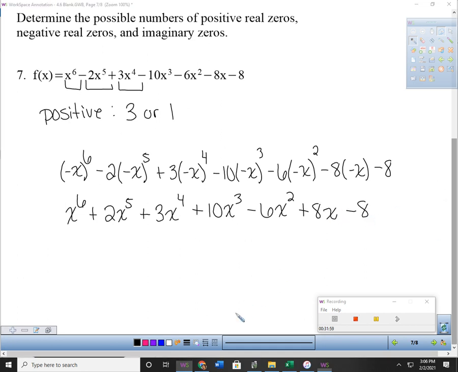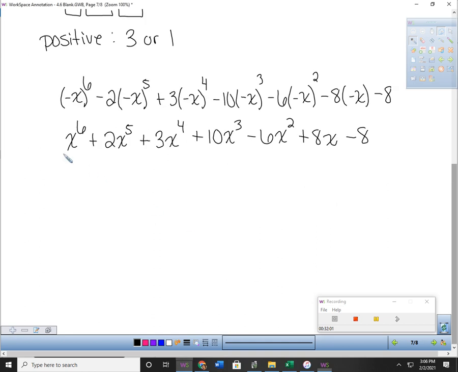All right, so what you're going to do is check your sign changes. So you've got positive, positive, positive, positive, negative. There's one sign change, and then negative to positive. There's another, and then positive to a negative. There's another. So for your negative zeros, you're either going to have 3 or take 2 away, that would be 1. So if this was like 4, it would be 4 or 2 or 0.